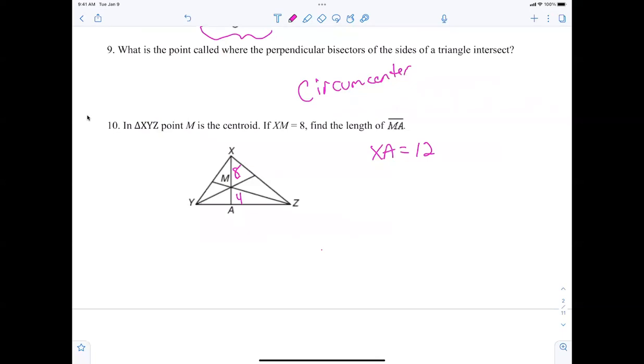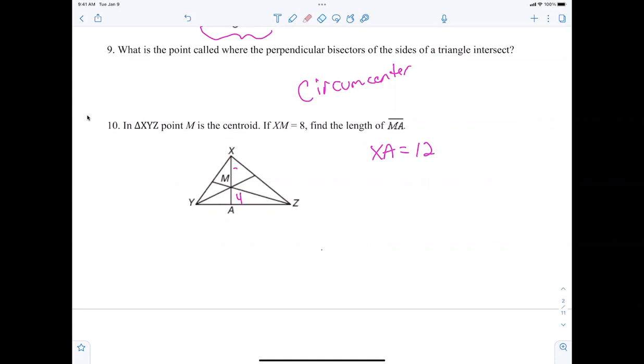Do we know that the medians are congruent? In other words, is this line the same as this line? Is the same as this line? Are those congruent? And you can just look at it and say, obviously, no, they're not. All right. The only time they would be congruent is if it was an equilateral triangle. All right.